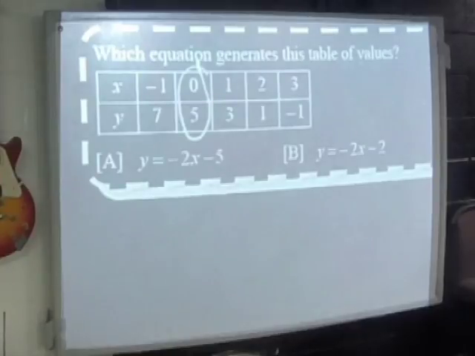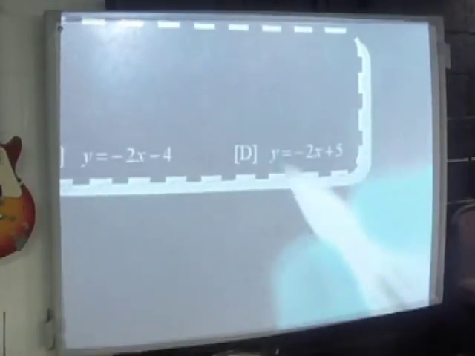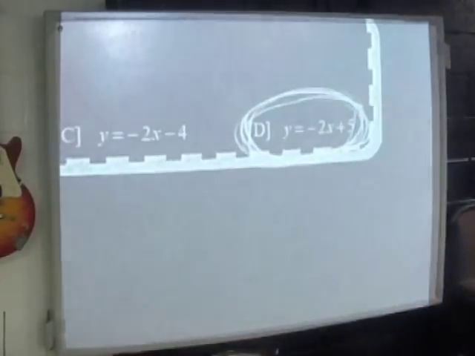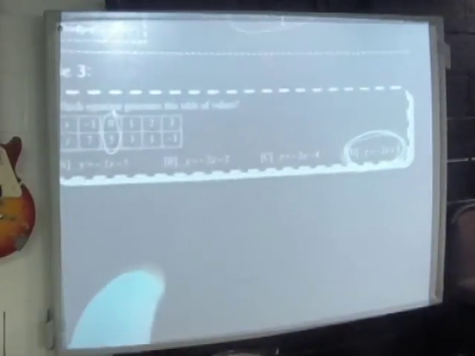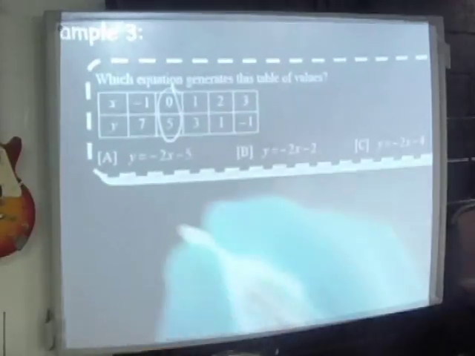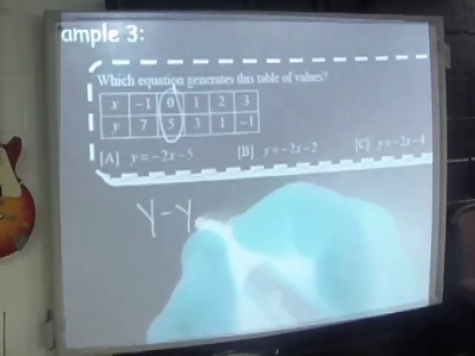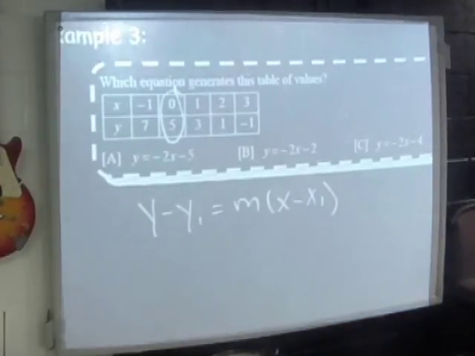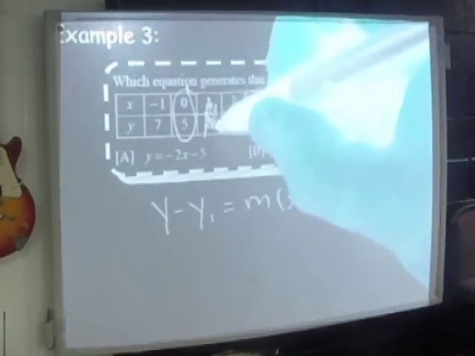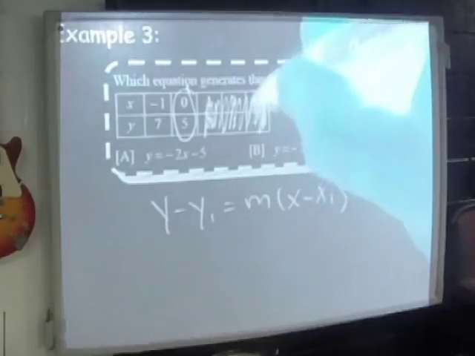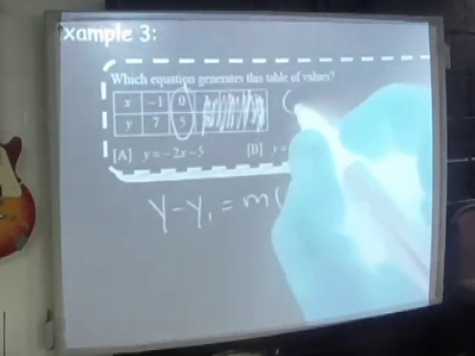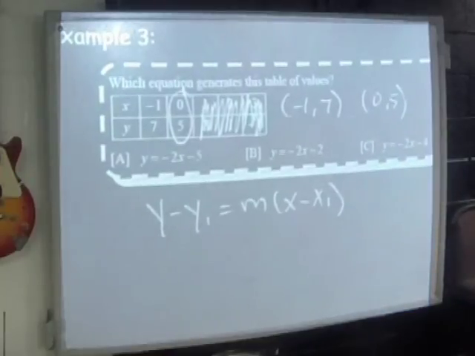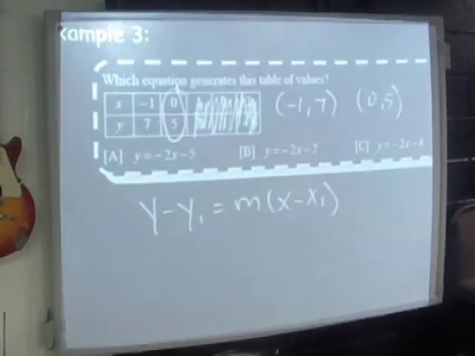Okay, now there's one thing I want to do with this. We know it's going to end up being y equals -2x plus 5. So go ahead and circle it. Don't put this up though. I want us to get a little practice on that one thing we've been using, which is this: y minus y1 equals m times (x minus x1). If you ever have 2 points, and let's just take these first 2 points, -1, 7 and 0, 5, you should always be able to make the equation if you have 2 points.